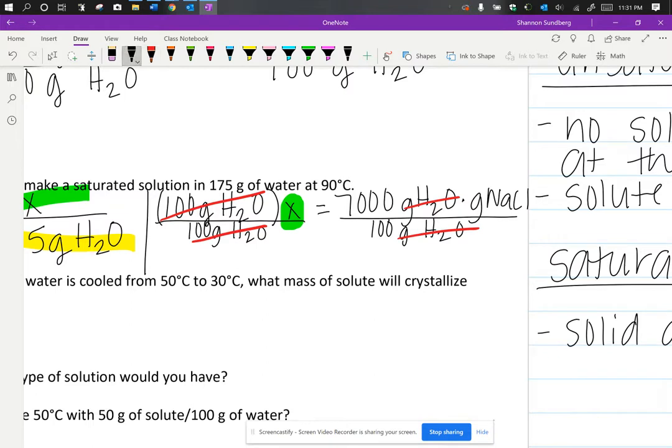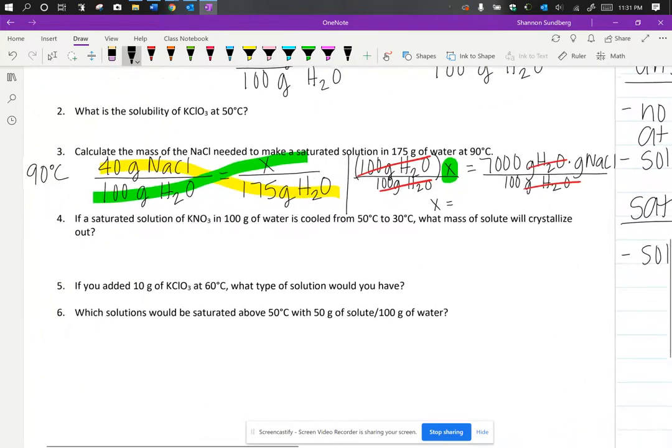And you're going to be left with X equaling, you solve it. I'm not giving you the answer. That's going to get you the points. Okay.